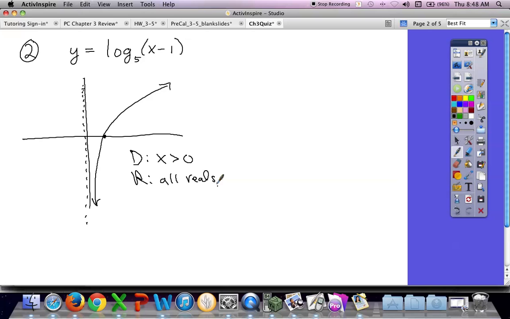Okay, now, how does it change this graph? Because we subtracted 1 inside the function. Right 1, right? And when you move to the right, that's going to move the vertical asymptote. It's going to move the x-intercept. Everything moves to the right one. So here's the new asymptote. Here's the graph.